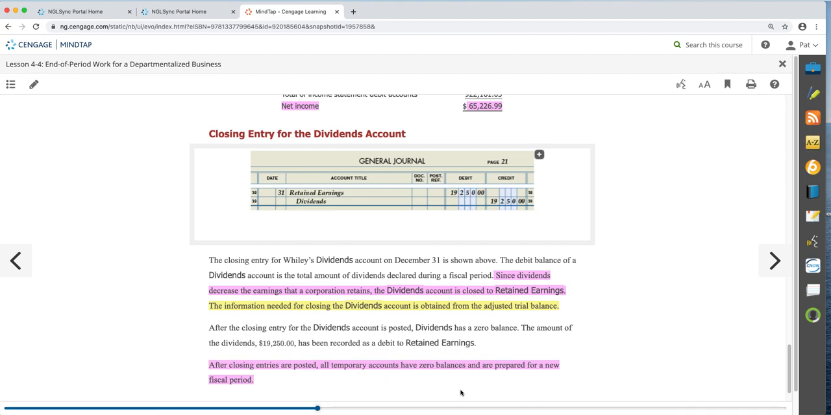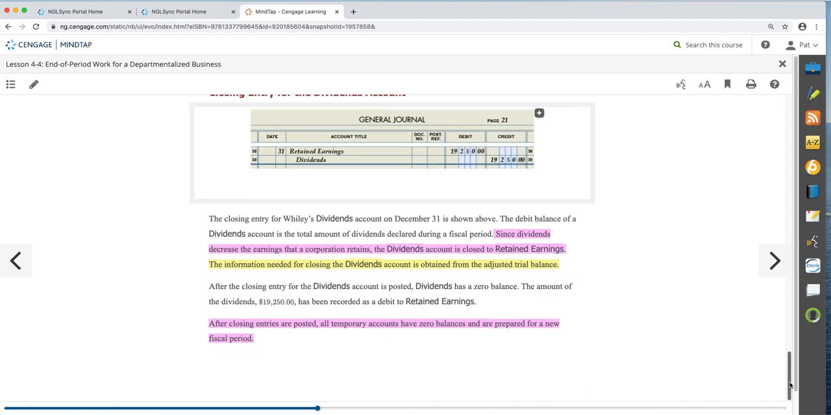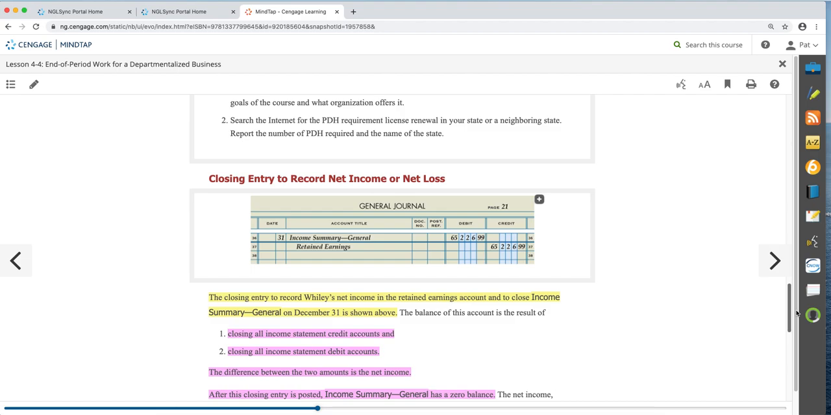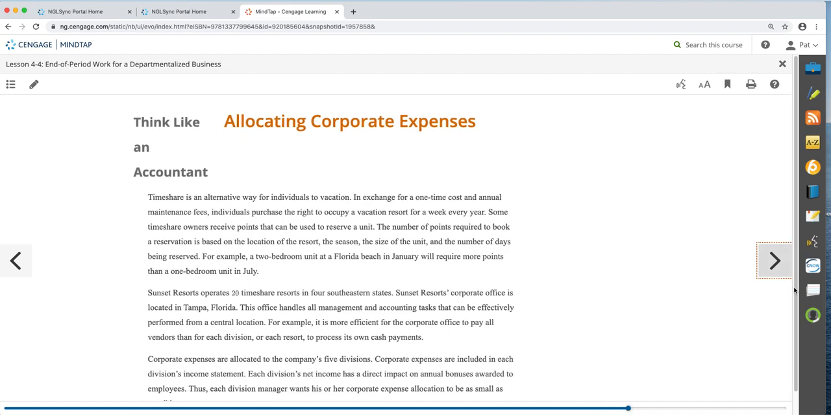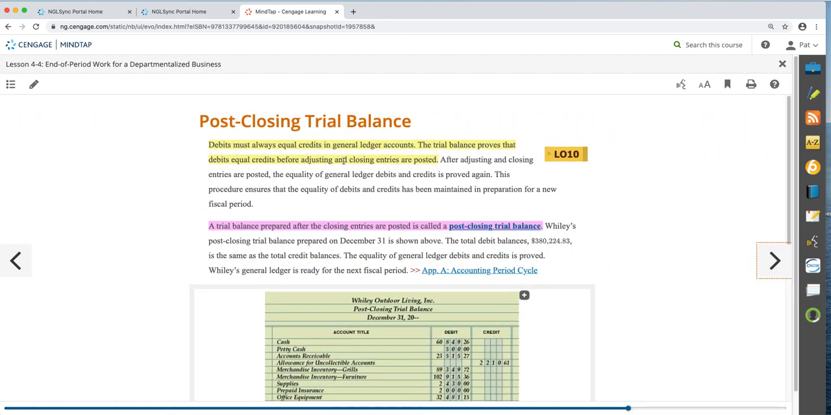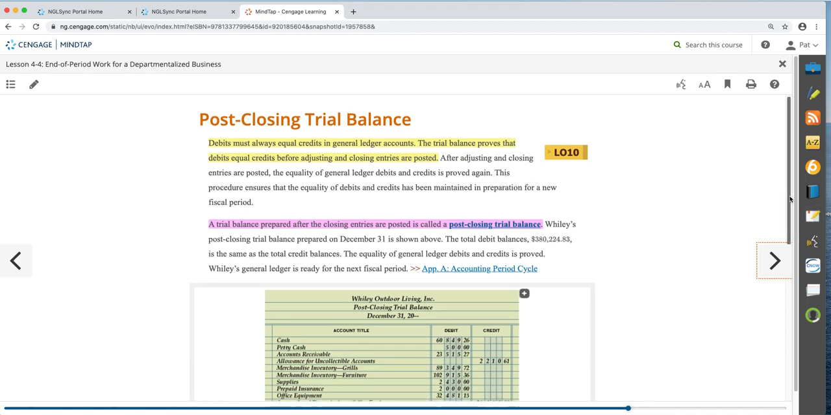After closing all these, temporary accounts are back to 0, and we're ready for a new fiscal period. Okay, the examples are there for you. The post-closing trial balance is just, after you do all those closing entries, you post them, update them, and get them to 0. The post-closing trial balance is just a list of all the accounts that will be moving forward with balances to the next fiscal period. Reminder, debits should always equal credits in the general ledger, and a trial balance is prepared for the post-closing entries after they're posted. It's called the post-closing trial balance.